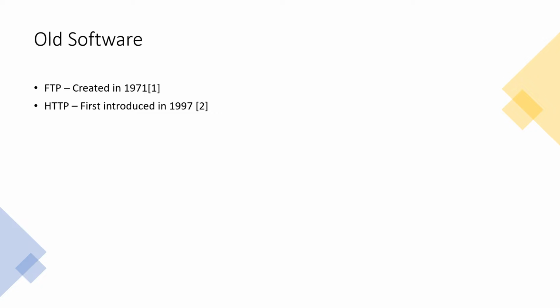So when you're thinking of a server, you have to think about how this server is going to communicate with the clients. I have two examples here. I have a file transfer protocol and hypertext transfer protocol. One was introduced in 1971 and the other in 1997. They're old, but they were so good that we're still using them to this day.